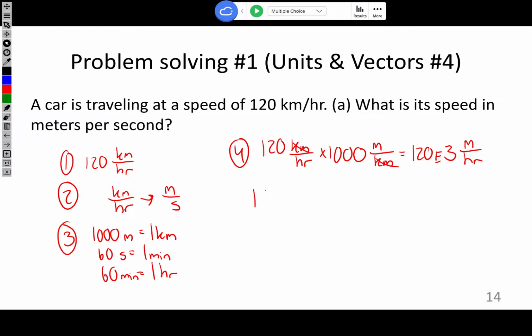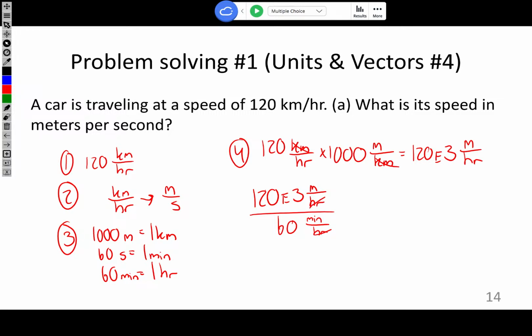So, we're going to take that 120 E3 meters per hour, and we're going to recognize that we are not going to multiply by 60. We're going to divide by 60, because that's going to let us work things out. There's 60 minutes per hour, and the result of that is these hours will cancel.